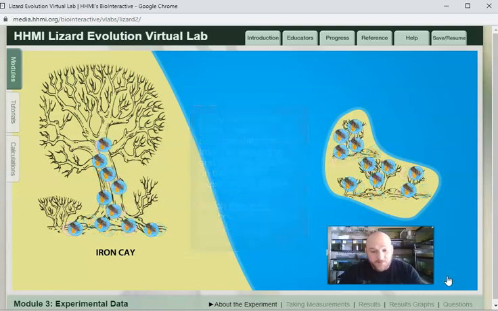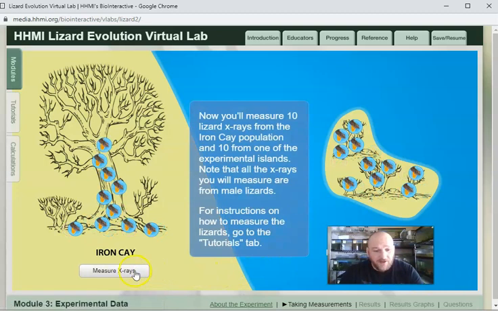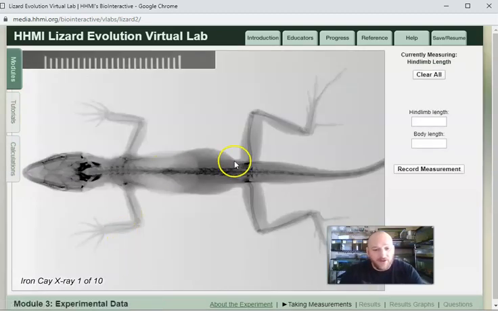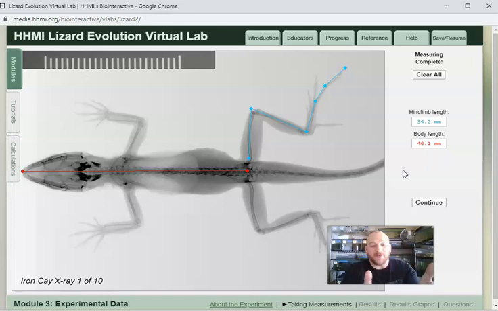What the lab lets you do is go through and actually measure x-rays of these lizards yourself. So you draw little lines here to measure the hind limb length of the different lizards. We say record the measurement, and it drops the hind limb length in, and then we go here and we go snout to vent, and we record the measure, and we get the length of the animal itself. You do this for 10 lizards on Iron Cay and then 10 on one of the experimental islands. Then it invites you to take that data and do some data analysis, and it walks you through it.